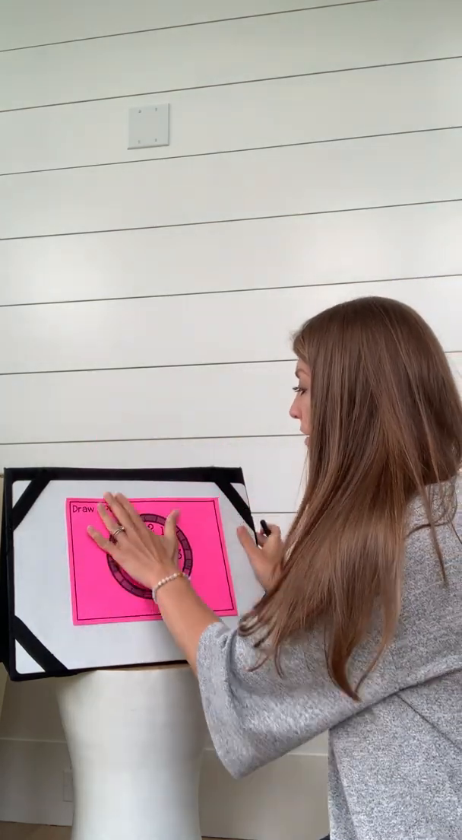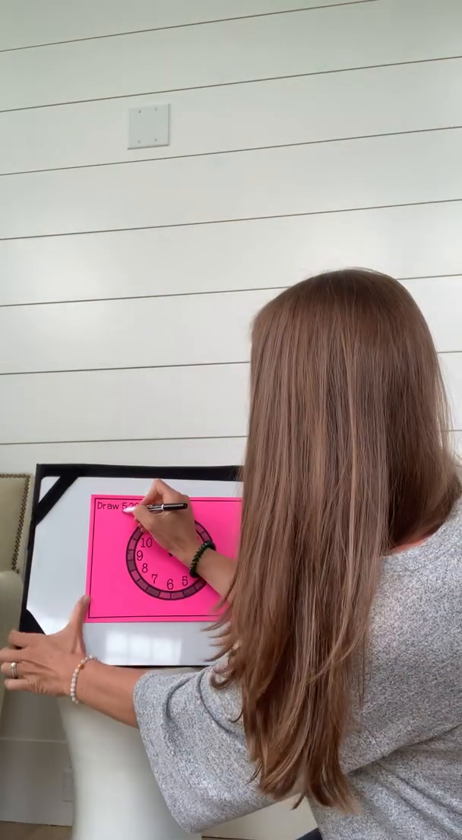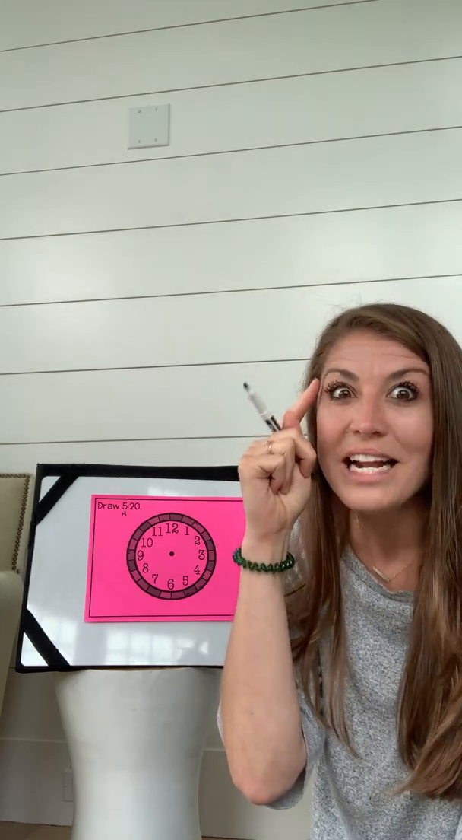So here is a clock, and it says draw 5:20. So again, I have to think, what do these numbers mean? I see some numbers. What does that mean? Well, I know that my 5 is my hour. And I like to put an H under it to label it and remind me. And I like to write that H small so I can remember, oh, that's the small hour hand.